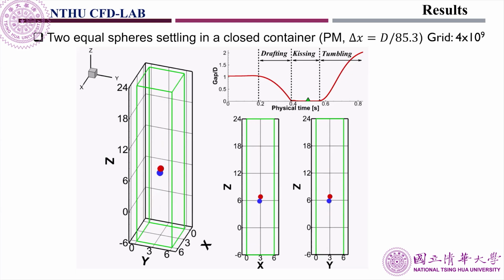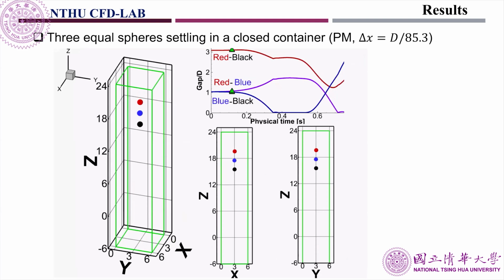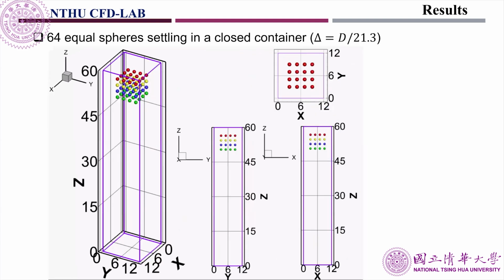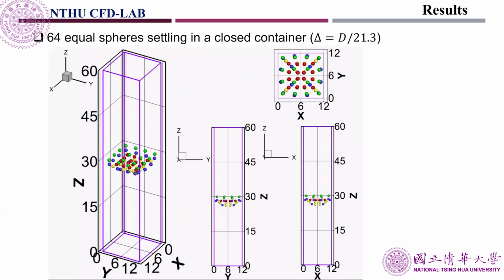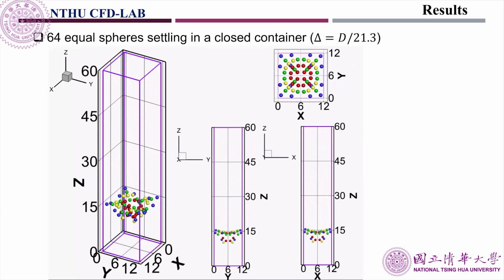Okay, so now again, I have 3 spheres coming down. The interaction is more complex. So if you have more than 5, it's very difficult to track, like COVID, you know. One gets infected, you can track them. More than 1,000, you cannot track them anymore. Okay. So now we have 64 spheres settling in a closed container. You can see that the pattern is very complex. To be honest, I don't know whether they are true or not.